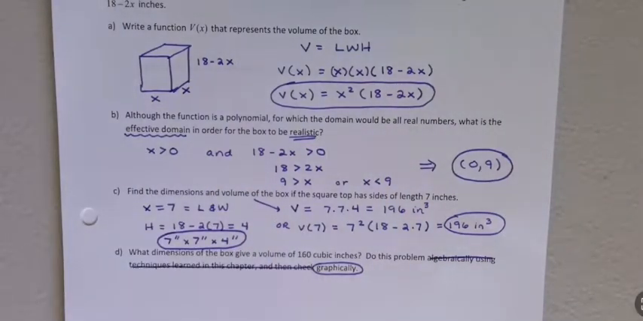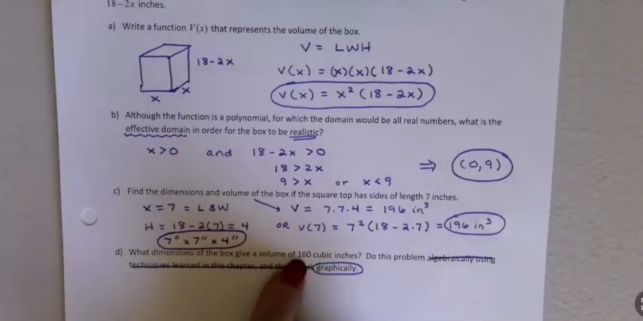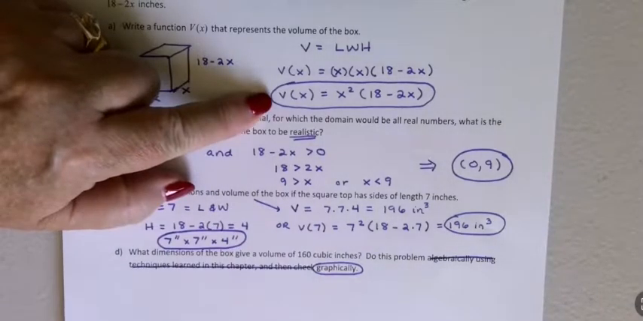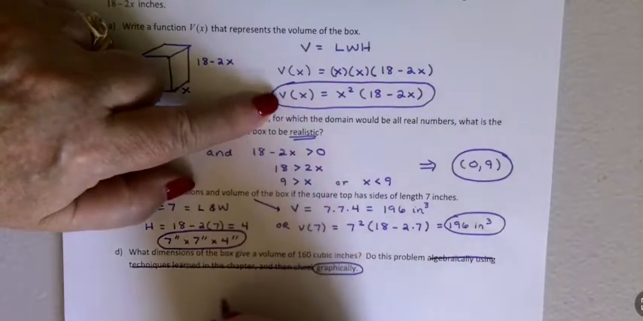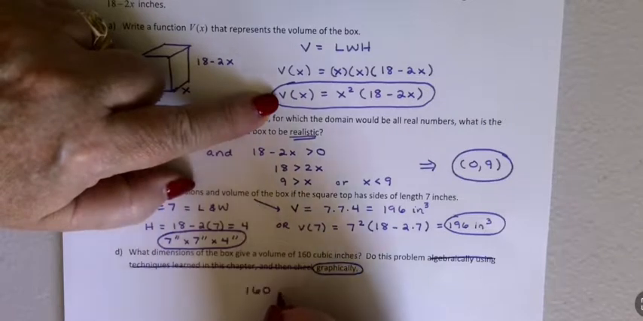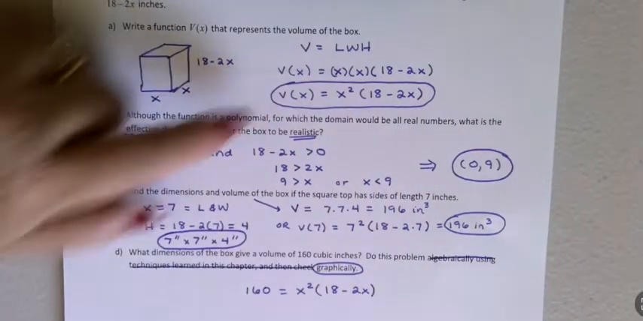All right, so I know the volume is 160. I'm going to go back to my volume equation, and I'm going to put 160 in on the left-hand side for the volume. So I have 160 equals x squared times 18 minus 2x.